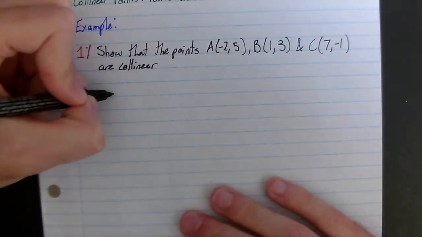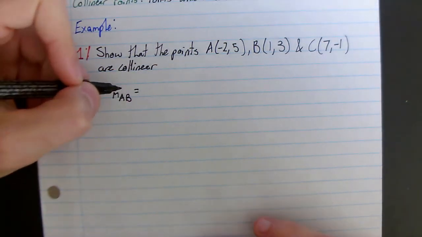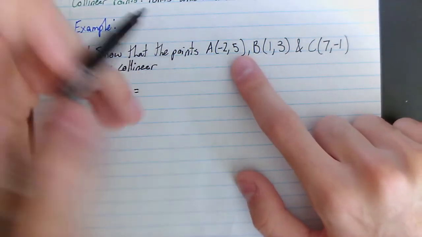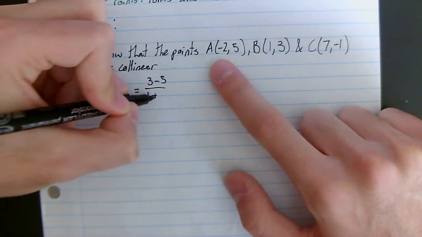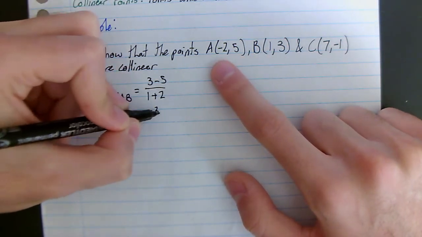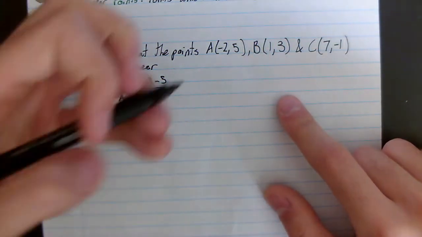We're going to define the gradient of A to B. Remember, (y2 - y1) over (x2 - x1), so 3 minus 5 over 1 minus -2, so 1 plus 2. And that's going to be -2 over 3. So that's our gradient of the line AB.